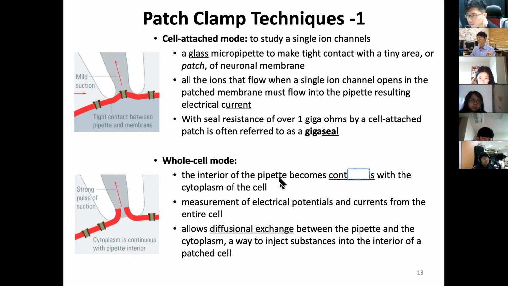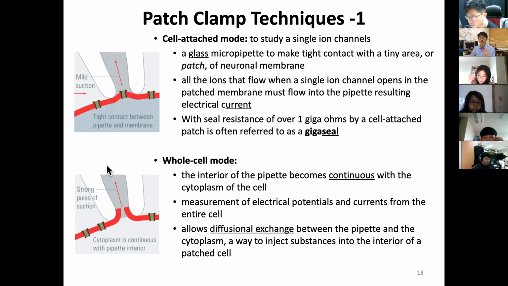The interior of the pipette becomes, let's say, continuous. Exactly. Yes. Now it's continuous with the cytoplasm of the cell. Now you can measure the electrical potential and current from the entire cell. That's why it's whole cell mode. And this is now, you are actually connected to the whole cell or single cells inside. So this now allows diffusion or exchange.